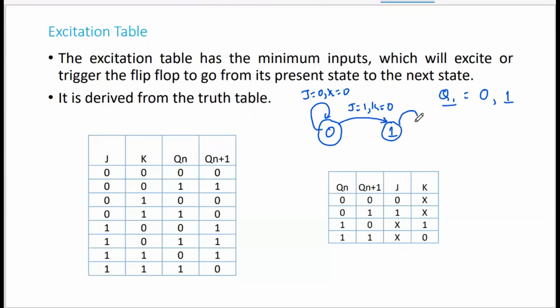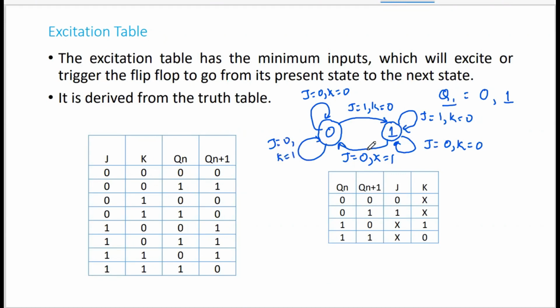And here if J is equal to 1, K is equal to 0, it will remain in this state. Also, if J is equal to 0, K is equal to 0, it will remain in this state. So if you draw these now, if J is equal to 0, K is equal to 1, then it is going to change into this state. And one more state is there, that if J is equal to 0 and K is equal to 1.